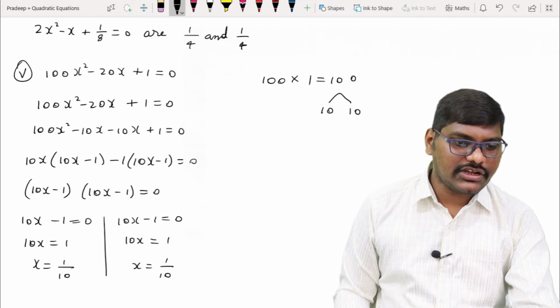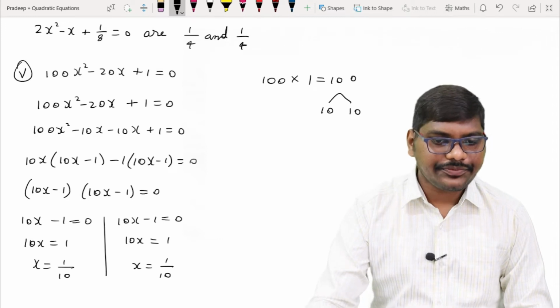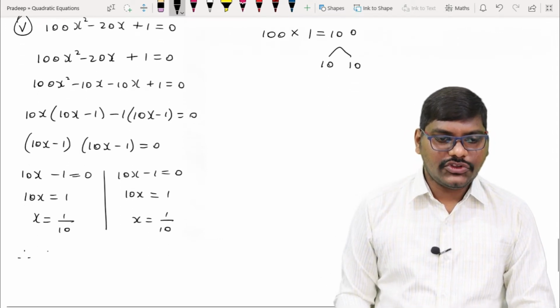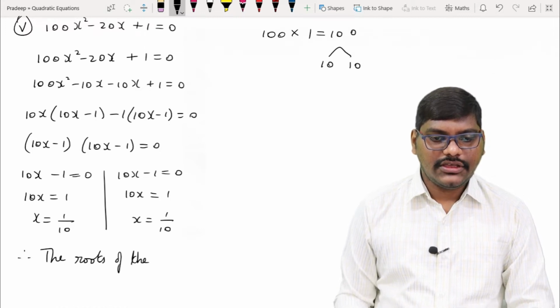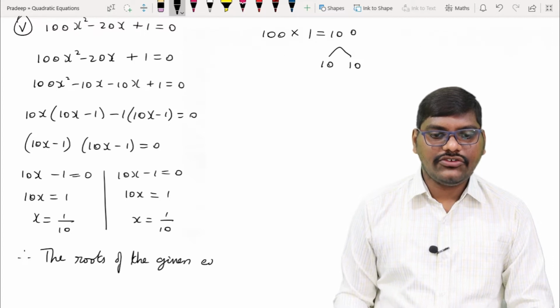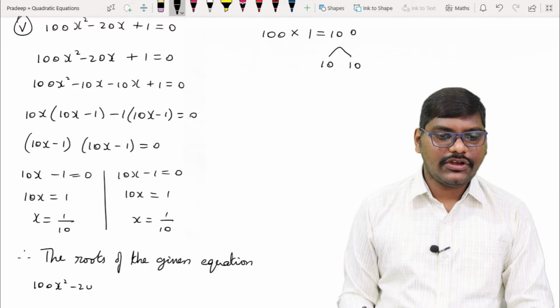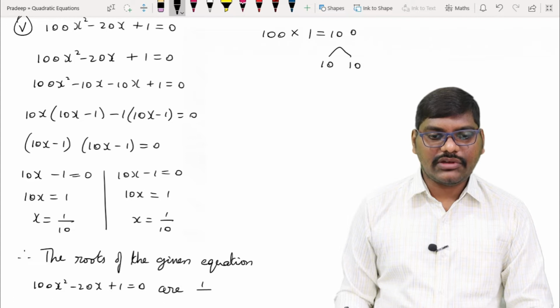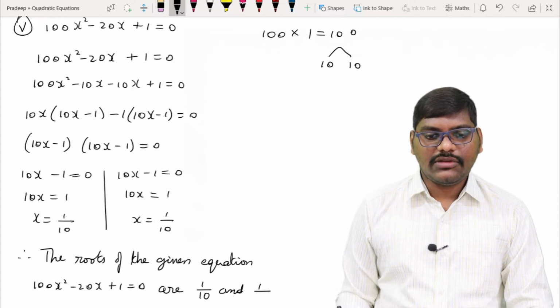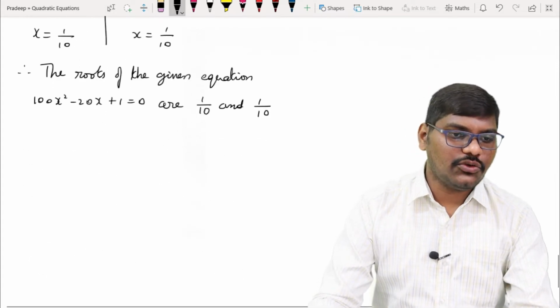So perfectly we got x equal to 1 by 10, and another value also we got x equal to 1 by 10. So let's write the conclusion. Okay, right. Therefore, the roots of the given equation, first I'll write the equation, that is 100x square minus 20x plus 1 equal to 0, are the roots which we got, 1 by 10 and 1 by 10, right? So this is all about this fifth one. Let's see the next, sixth one also.